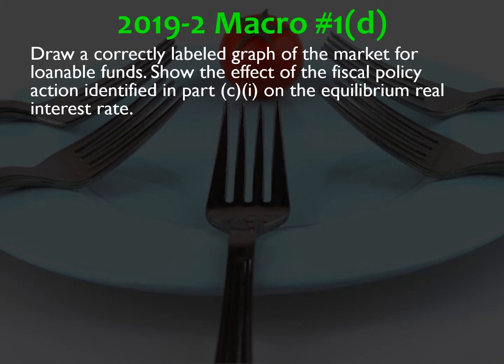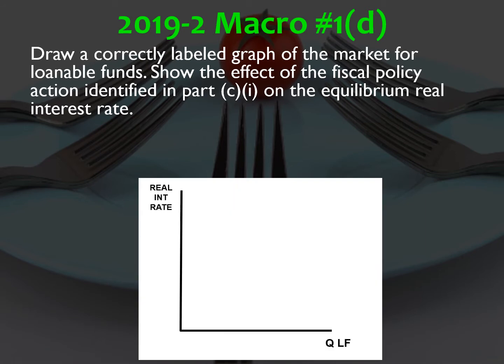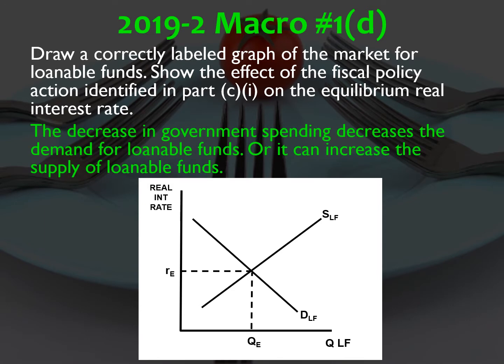D, draw a correctly labeled graph of the market for loanable funds. Show the effect of the fiscal policy action identified in Part C1 on the equilibrium real interest rate. So quantity of loanable funds on the x-axis, real interest rate on the y-axis, downward sloping demand, upward sloping supply, starting equilibrium quantity is QE, and the starting real interest rate at RE. The decrease in government spending decreases the demand for loanable funds.